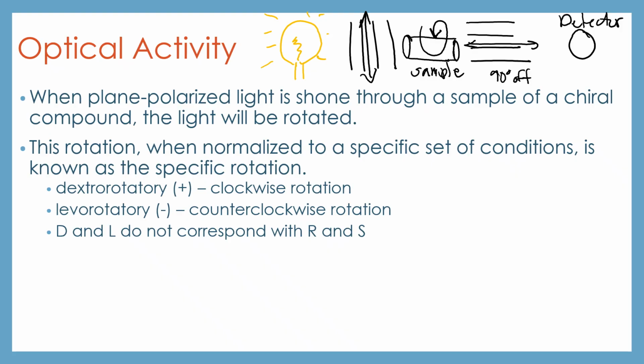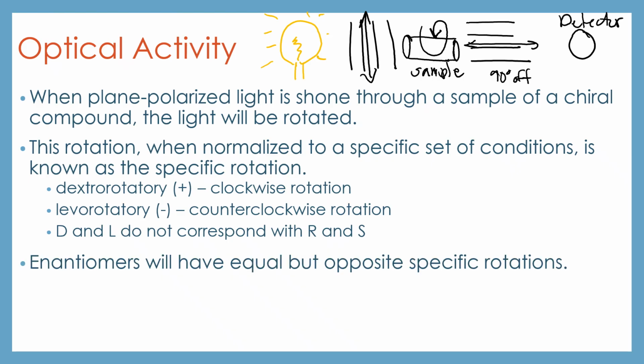The letters D and L do not correspond with R and S because this is a property of the molecule. And remember, molecules can have multiple chiral centers. So a D isomer could have 3 chiral centers that have the designation RSR, and then the enantiomer has the designation SRS, but rotates counterclockwise and is therefore levorotary. So D and L do not correspond with R and S. Enantiomers will have equal but opposite specific rotations.